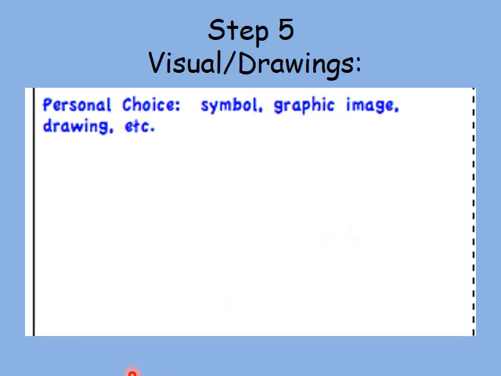Okay, the visual drawing. I don't want you to worry one little bit about the drawing or the symbol that you draw here. This is your personal choice. It could be a symbol, a drawing, just some kind of a graphic image that helps you remember and make a connection with what textual evidence is.